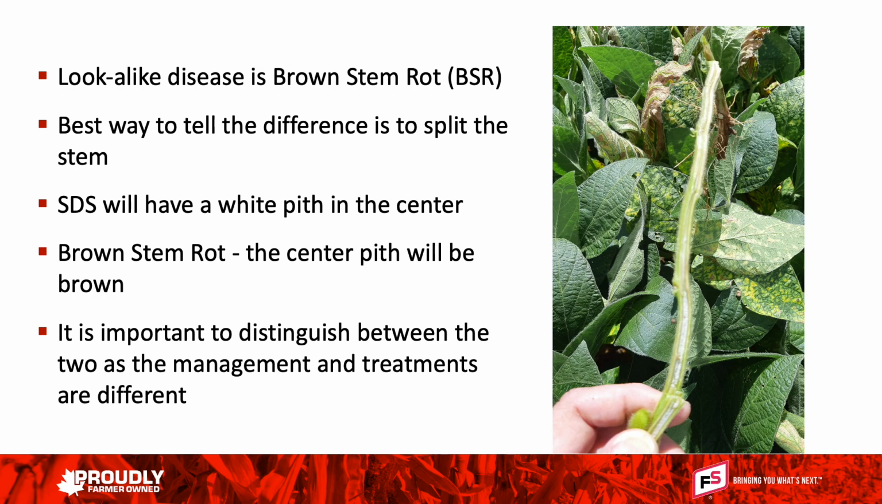There is a look-alike disease out there called brown stem rot, and it's worth noticing the difference. If you split the stems open on a sudden death syndrome plant, the pith will be white. And on brown stem rot, as the name implies, that center pith will be brown. It's worth noticing the difference because the management is much different between the two diseases.